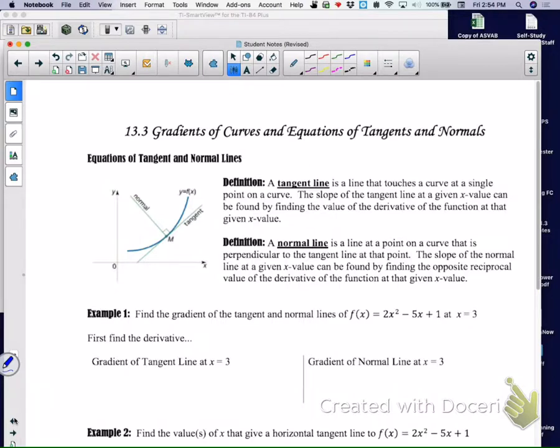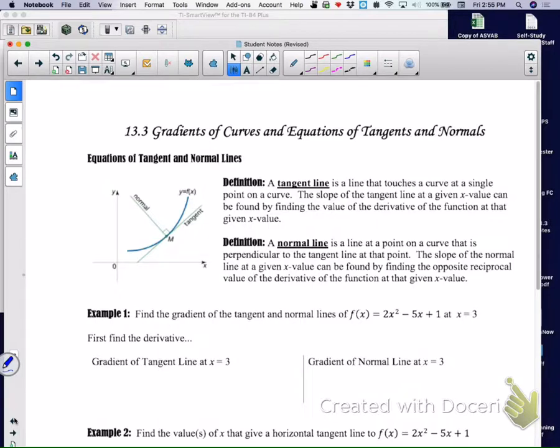The slope of the normal line, because it's a perpendicular line, is found by finding the opposite reciprocal of the value of the derivative of the function at that x value. So if you find what the slope of the tangent line is, you can find the opposite reciprocal, and that's the slope of your normal line. Okay, so find the gradient of the tangent and normal lines of f of x equals 2x squared minus 5x plus 1 at x equals 3.